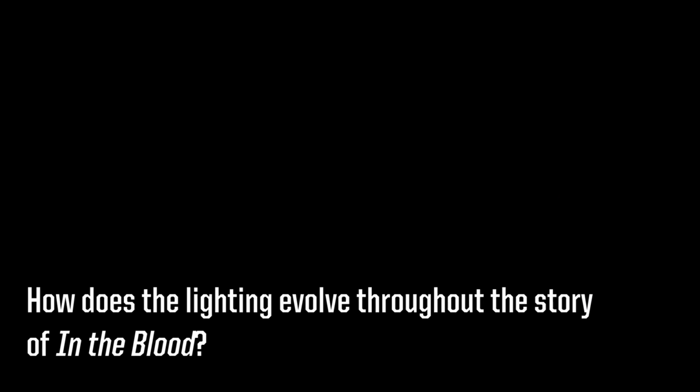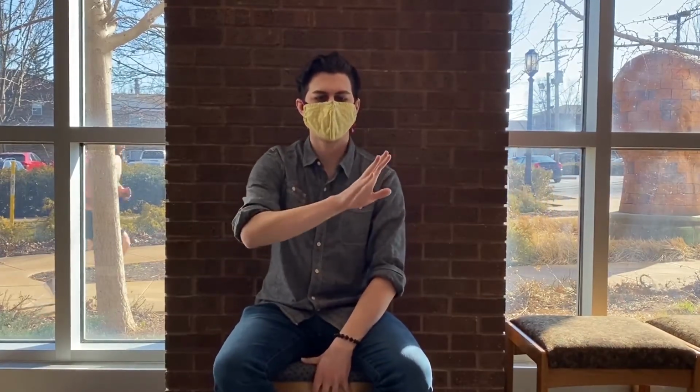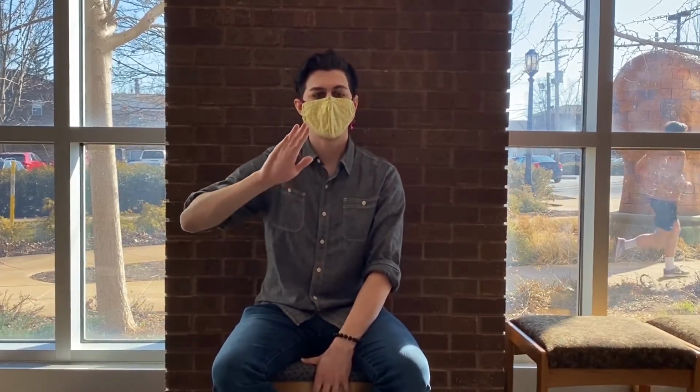How does the lighting evolve throughout the story of In the Blood? So there are a couple of different key gestures of the lighting. One being the daytime, where we have the sunlight poking through holes in the bridge and the railing and flooding under. And then we have the evening, where things like the street light or the lights under the bridge come on, and she's working in that environment.